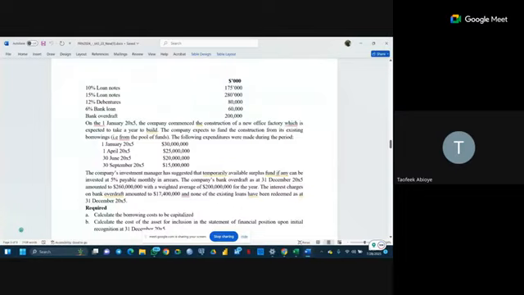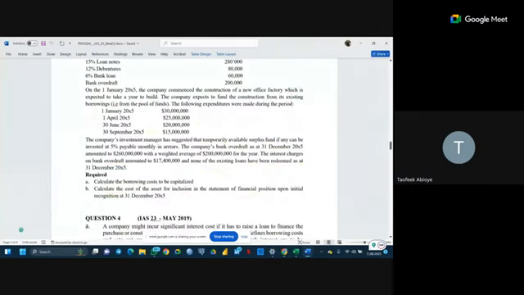On 1st of January 2025, the company commenced the construction of a new office factory, which is expected to take a year to build. The company expects to fund the construction from the existing borrowing, that is, from the pool of funds. The following expenditure were made during the period. This is the first drawing, second, third, and fourth.